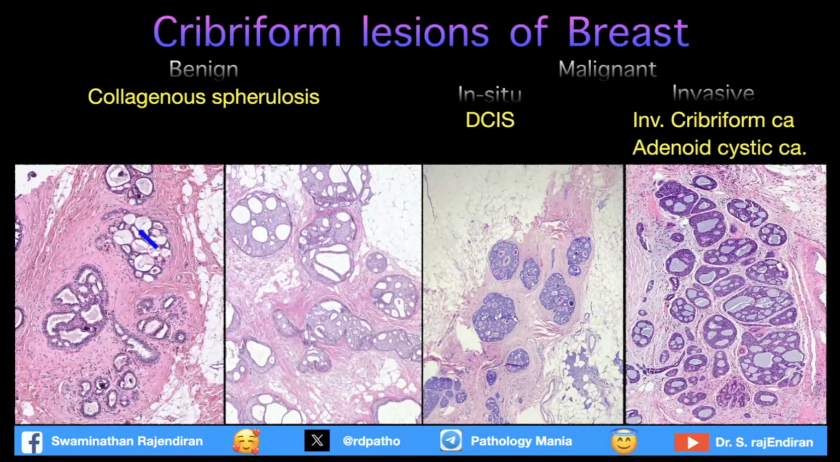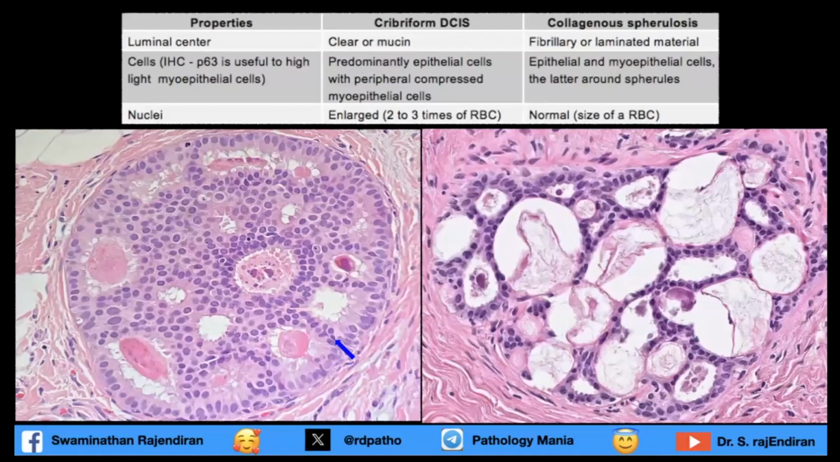This is the example of collagenous spherulosis. This is the low power example of DCIS. This is the cribriform carcinoma, and this is the adenoid cystic. See how they resemble each other in the low power. And when you go to high power, the collagenous spherulosis will have epithelial and myoepithelial cells, and the center will have hyalinized material. Again, the lumens will be irregular in size, shape, distribution.